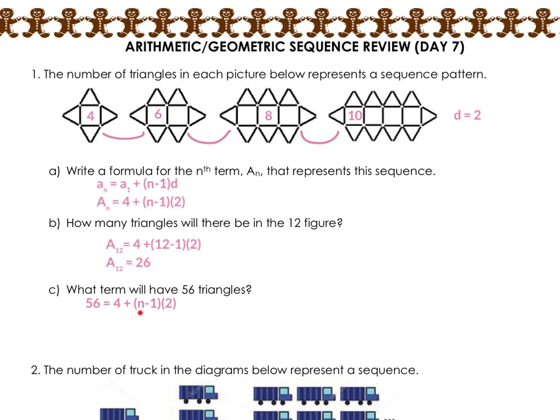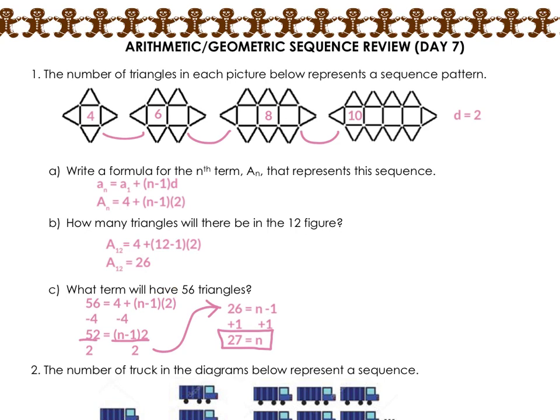So if I think about it, n is being subtracted from 1, then multiplied by 2, and then finally we would add the 4. So I'm going to start by subtracting the 4. Then I end up with 52 equals the n minus 1 times 2. So now I'm going to do the opposite of what's happening with the 2. I'm going to divide both sides by 2. Once I've divided by 2, I end up with 26 equals n minus 1. Then I can just add the 1. When I add the 1 to both sides, I end up with n by itself, and the n is 27. So that tells us that the 27th term will have 56 triangles.